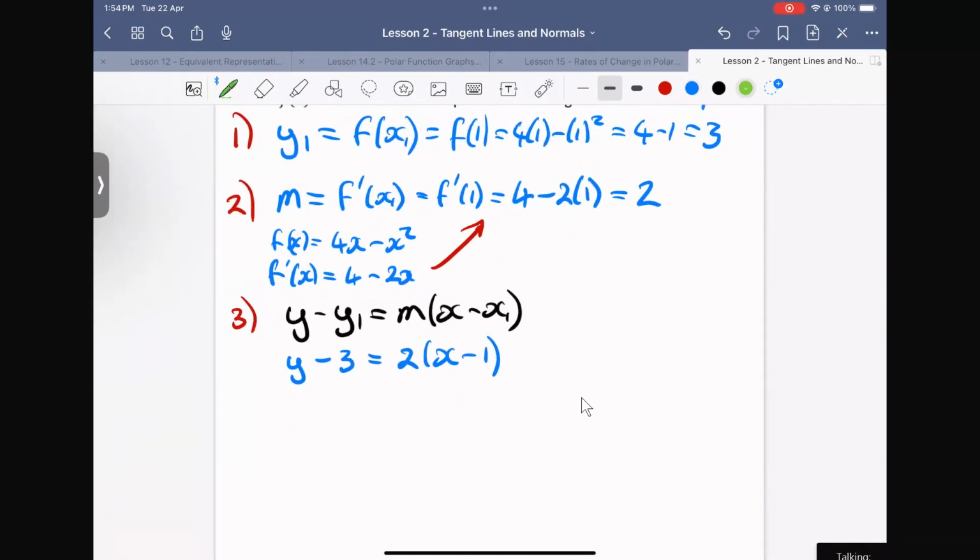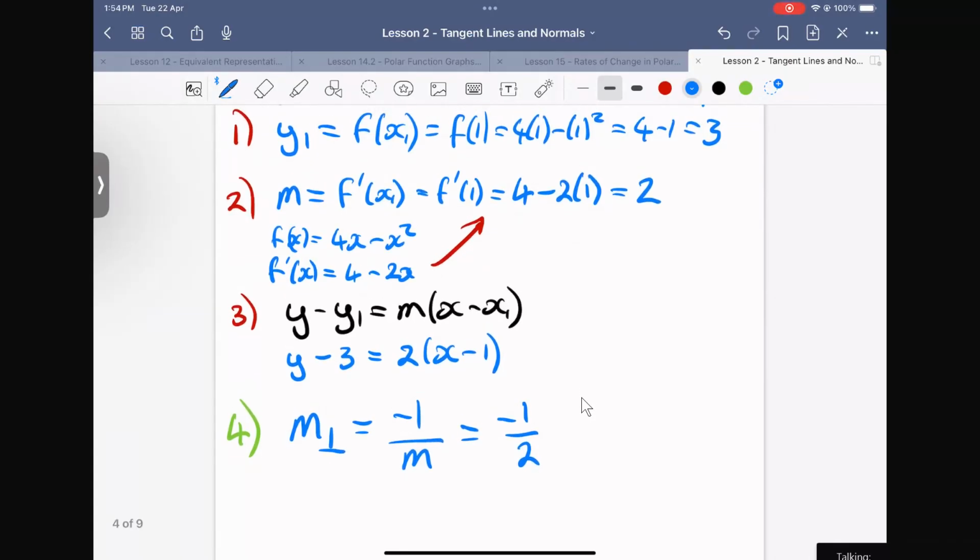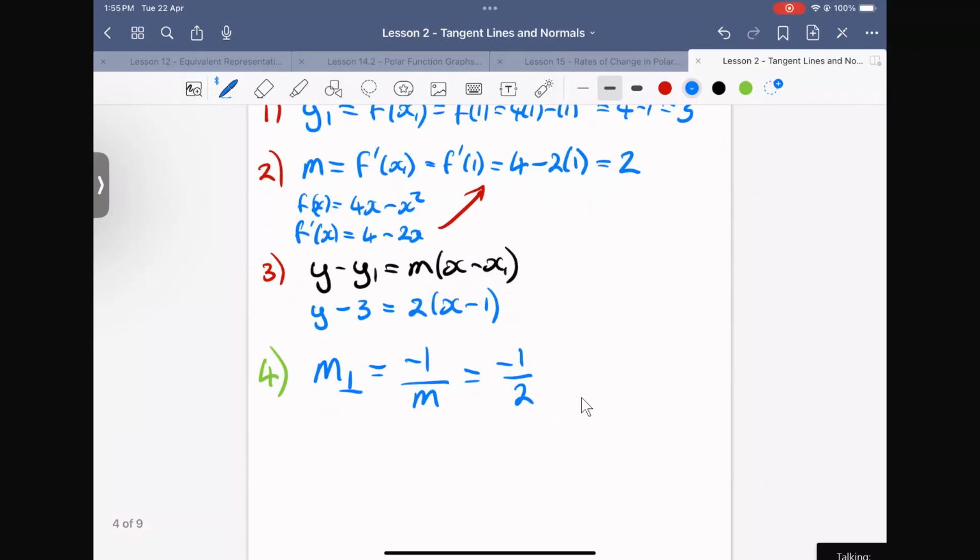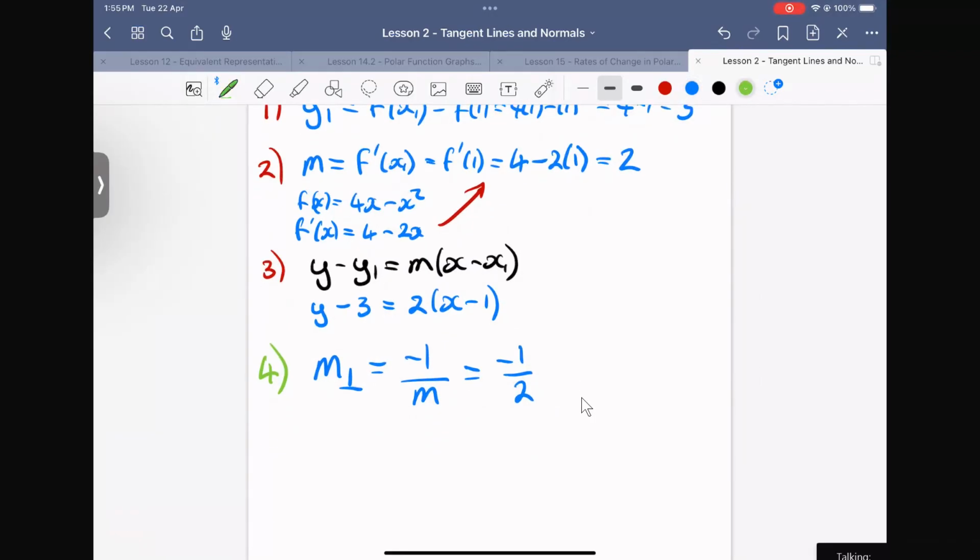Now, if we wish to find the normal, we need to take the gradient of the tangent and find the negative reciprocal. So the gradient for the normal line is minus 1 over the gradient of the tangent, which is minus 1 over 2, which is minus a half. They have the same y value and x value. So putting that now into our formula is going to give y minus 3 is equal to minus a half bracket x minus 1.